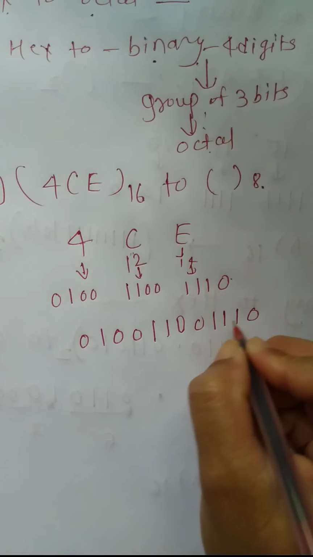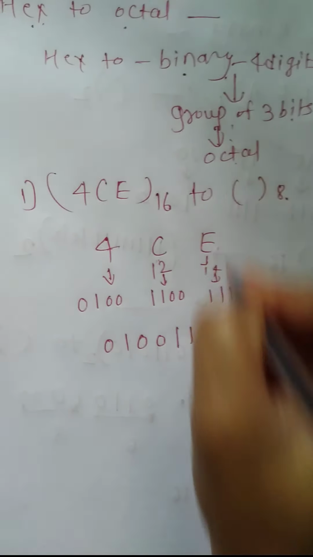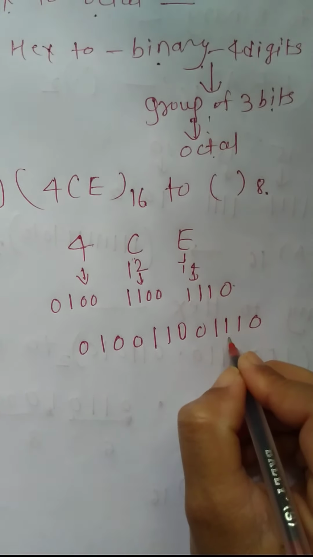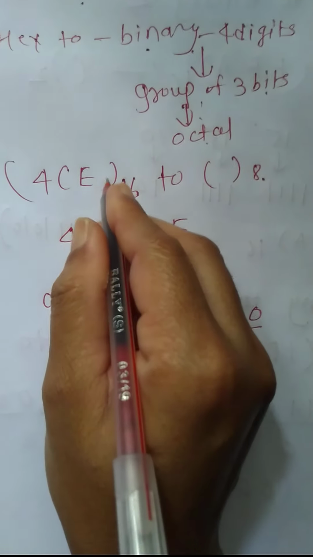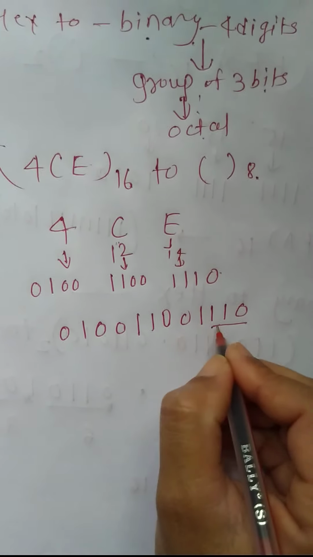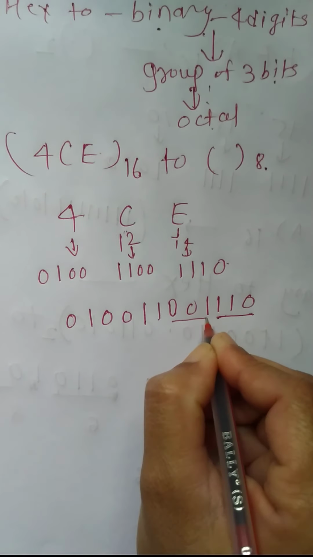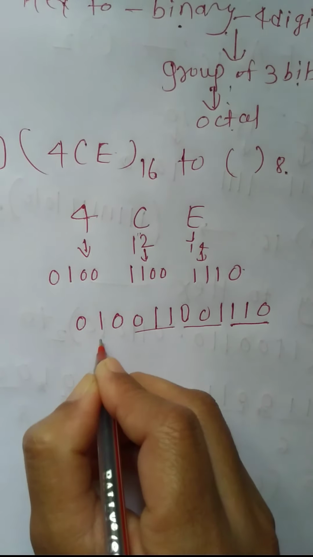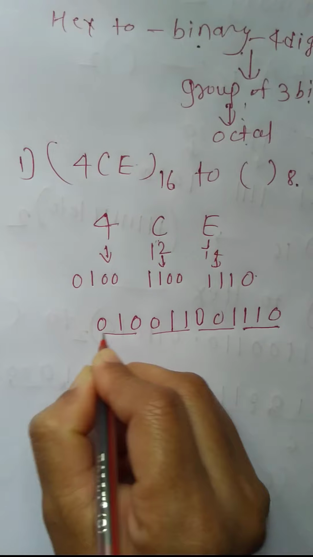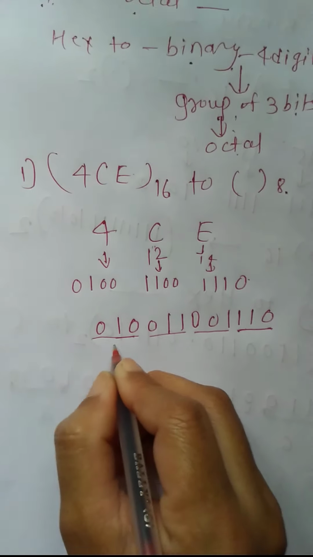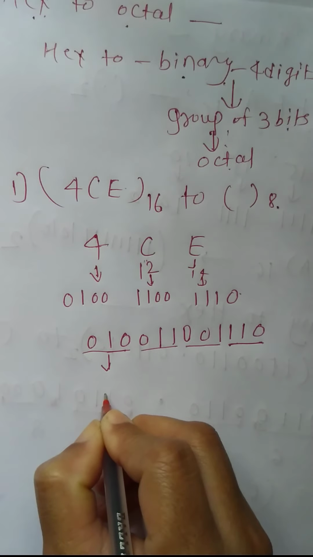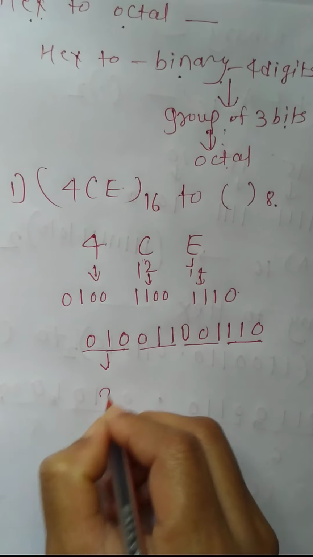Then group into 3 bits, and that number is represented as octal. So we group 3 bits from the left-hand side, since the number has no radix point. This is a group of 3 bits, this is a group of 3 bits, this is a group of 3 bits, and this is a group of 3 bits. Here the bits are complete, so we do not add any extra 0. This group is represented in octal as 2.